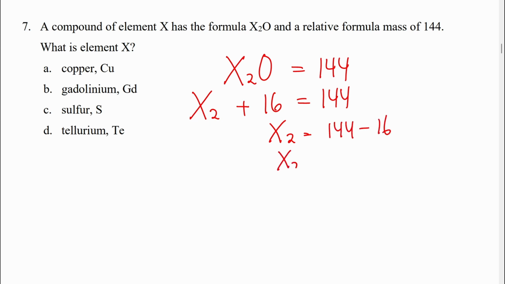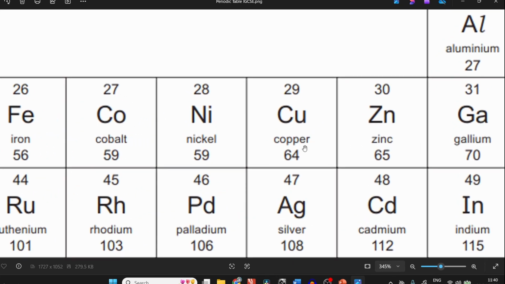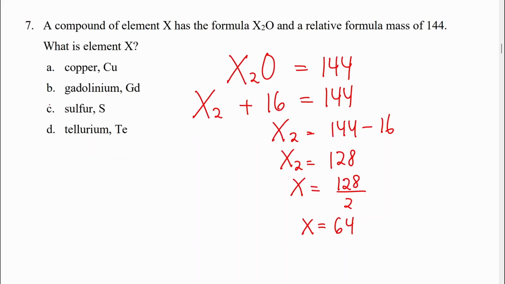So X2 equals 128. X2 here means 2 times X, right? So a single X equals 128 divided by 2. So X is 64. So from the periodic table, you will find out that 64 is copper, okay? So the correct answer here is A.